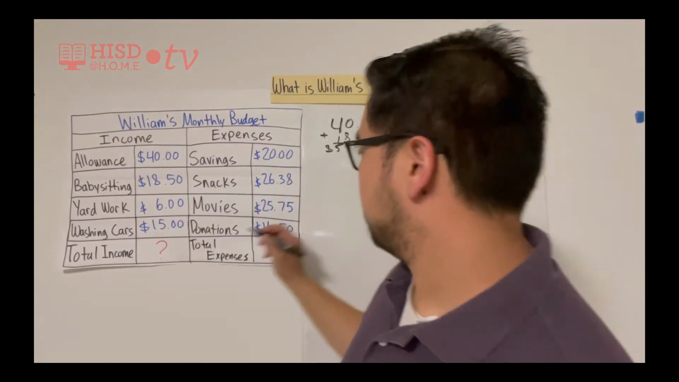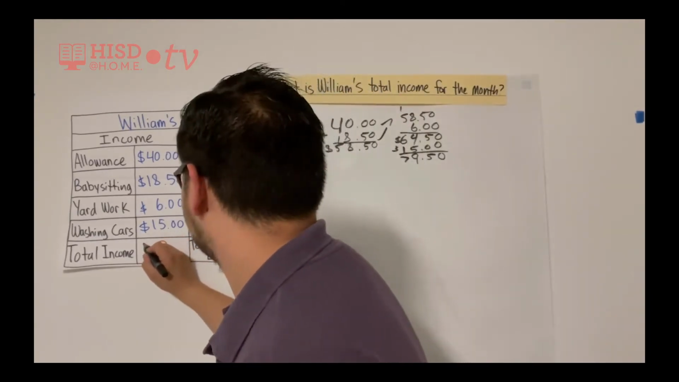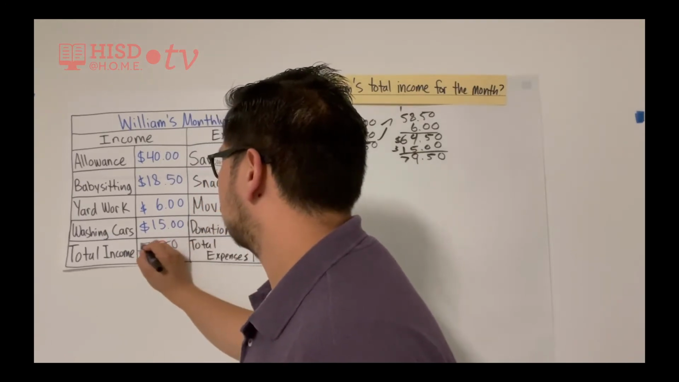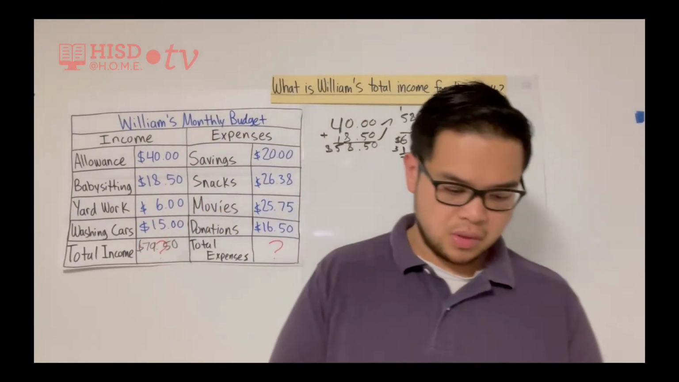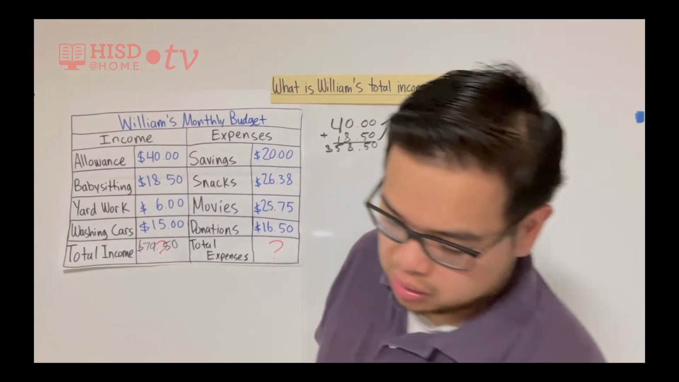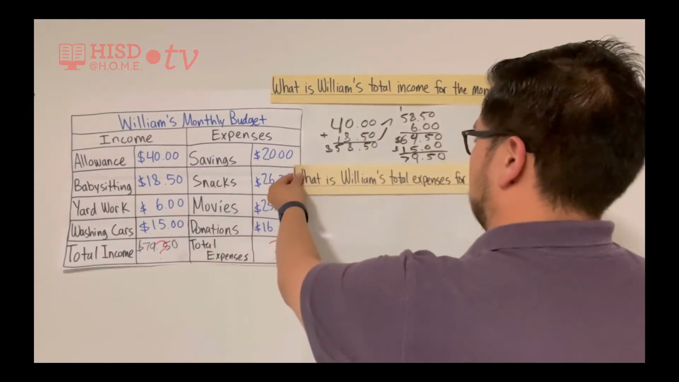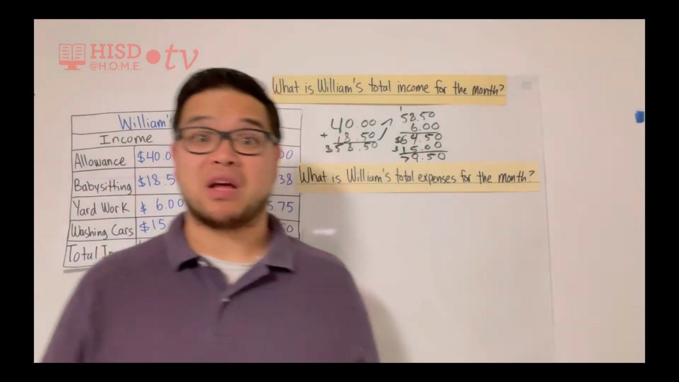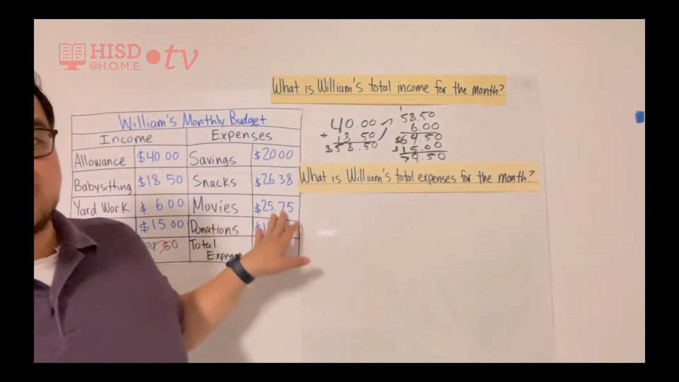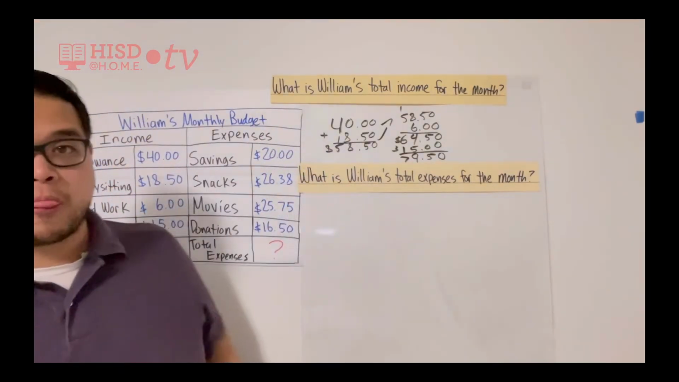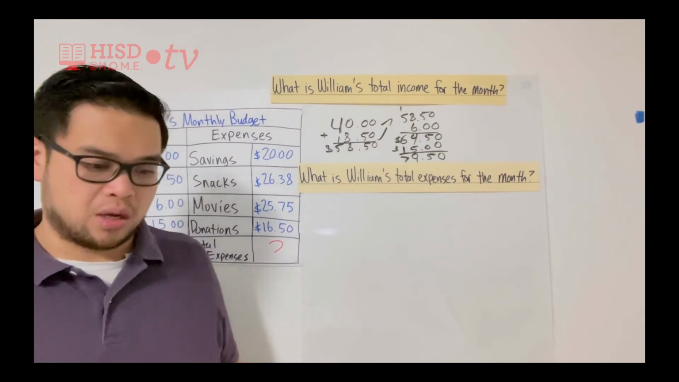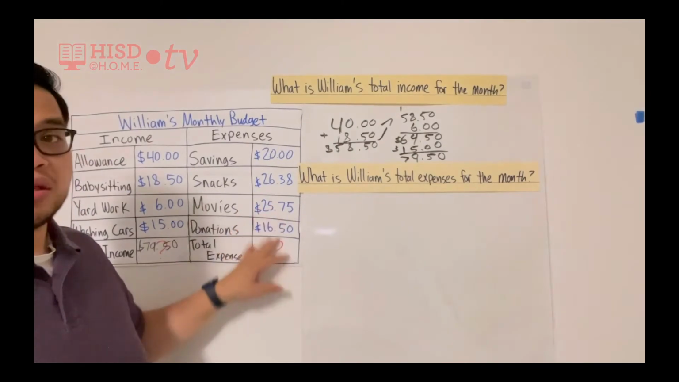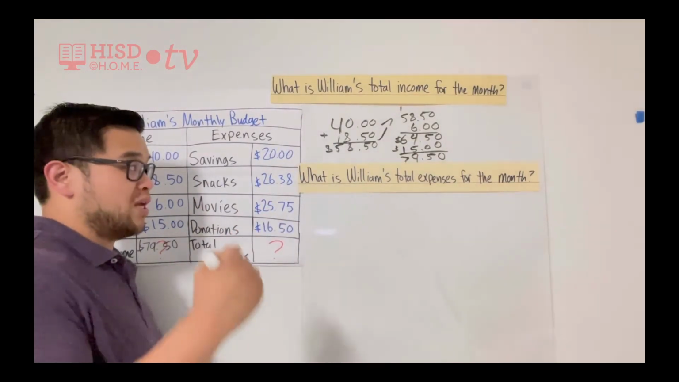We said $79.50. So I'm going to put $79.50. Now, our second question is, what is William's total expenses for the month? So to find the expenses, it's the same thing as what we did for the income. We're just doing it for a different category. So we're gonna have to add all these amounts up so that way we can find out his total expenses.